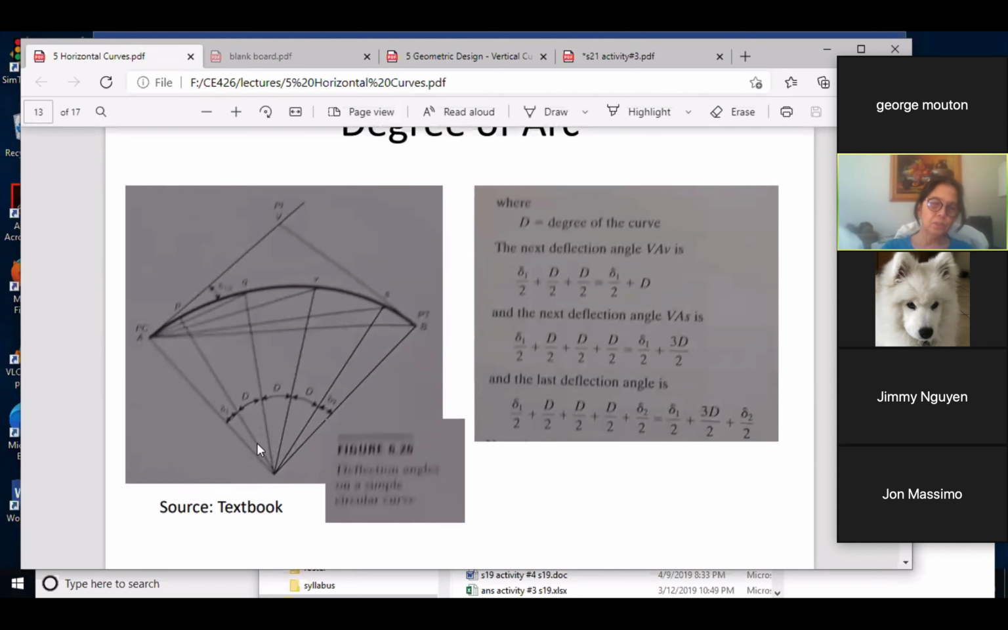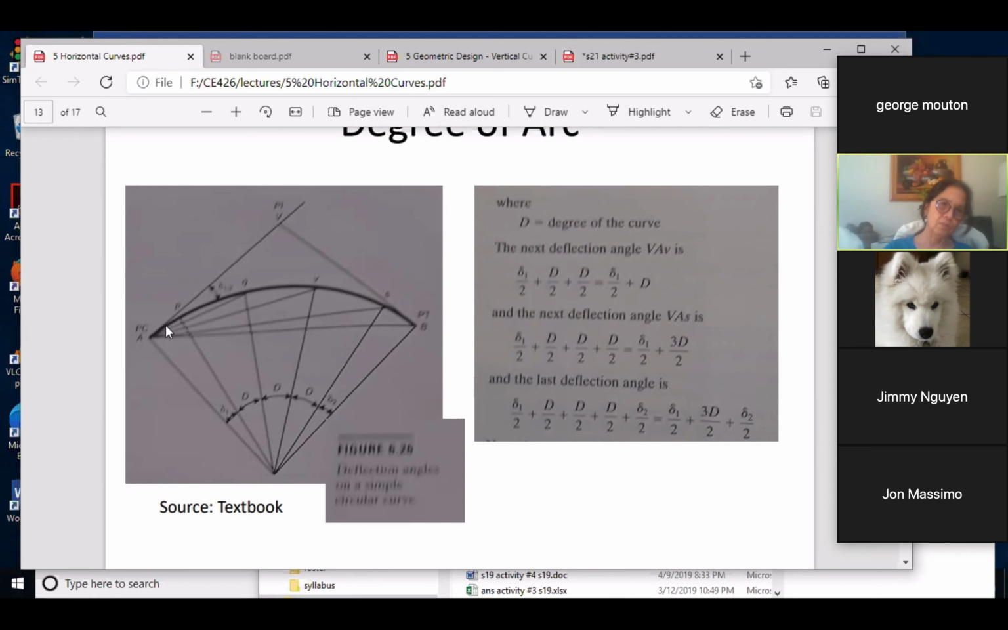And what you do is you divide them into 100 feet sections. Now, you go first to the full station, and then the next full station, and so on, until you reach the point of tangency. So that is how the surveyor will lay out your horizontal curve. Now, the first angle here is usually less than 100 feet or less than D.